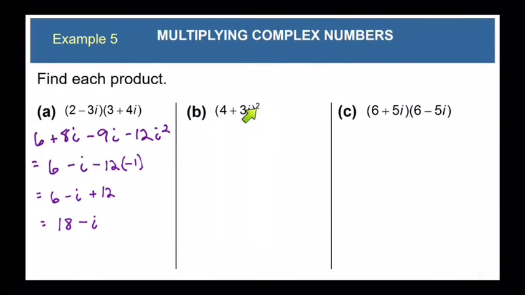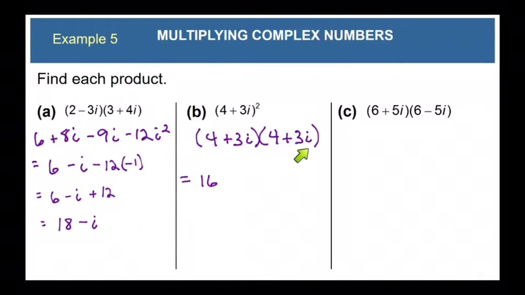Here's a squared complex number. This is going to be 4 plus 3i squared, so we can write that out as 4 plus 3i times itself. First times first is going to be 16. Outer times outer is going to be 12i. Inner times inner is also 12i, and that's not a coincidence. That happened because we were squaring this binomial.